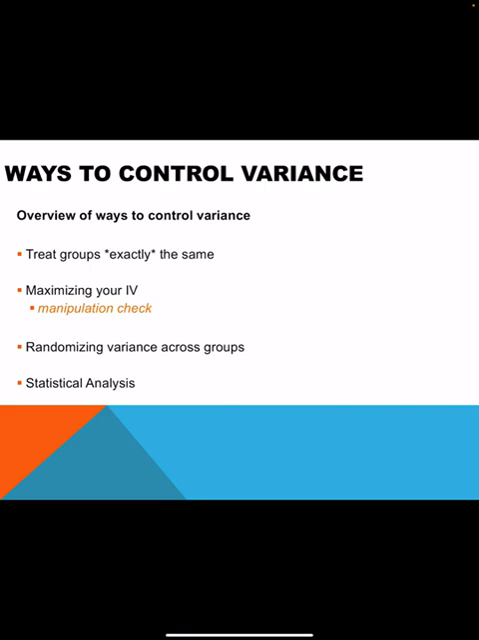Another thing you can do is randomize variance across groups, and we're going to talk about that in a slide or two. Basically, what that means is that you're capitalizing on the laws of chance to make sure that, just like sampling, you get groups that are roughly equal. And then the very last thing is statistical analysis. Statistical analysis has some steps built into it that help control the part of variance that is due to chance. So those are general ways that you can control variance.